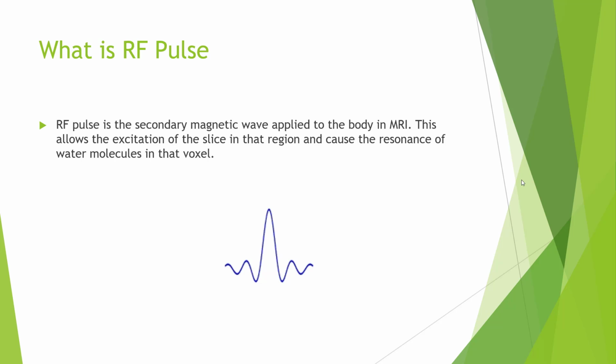So what is an RF pulse? An RF pulse is mainly the tool to excite the body. It is the main reason that's causing the resonance of water molecules. Therefore, it can be used to excite and image any voxels of interest.